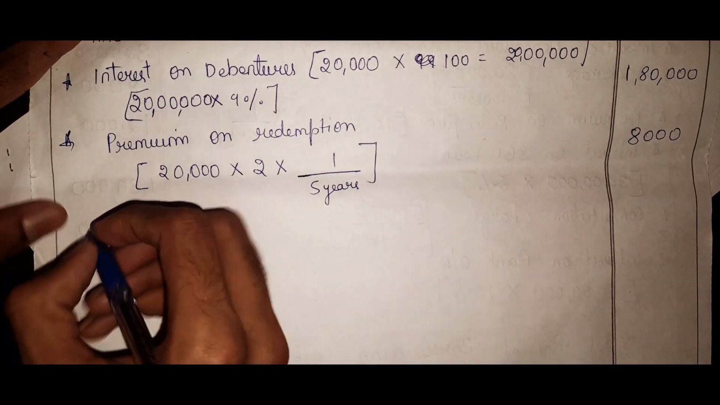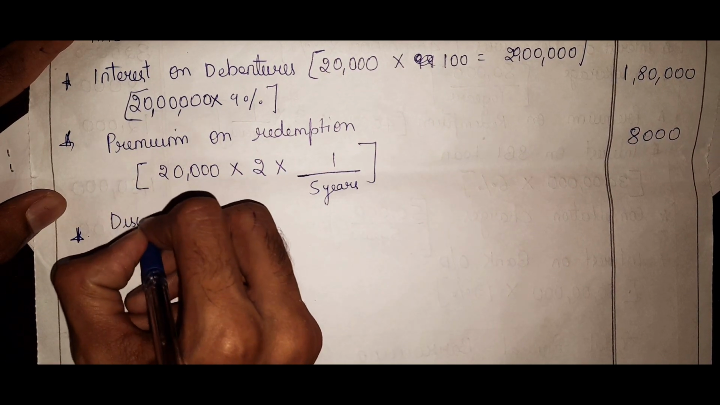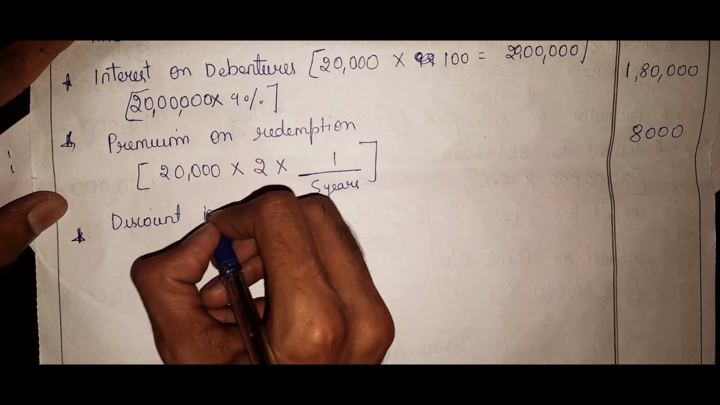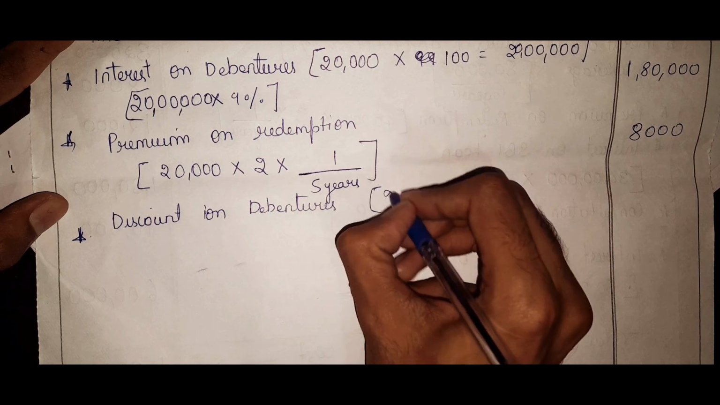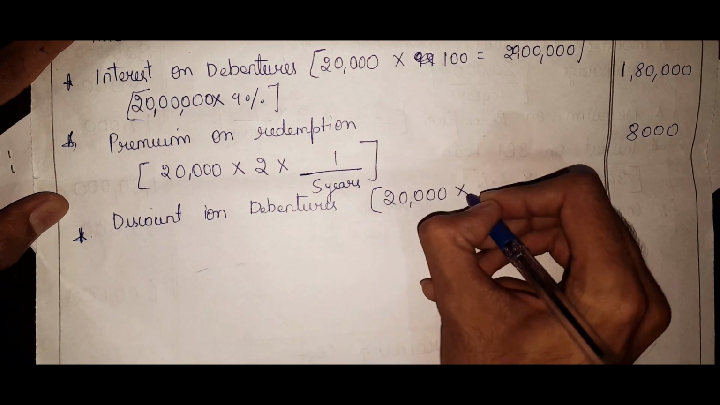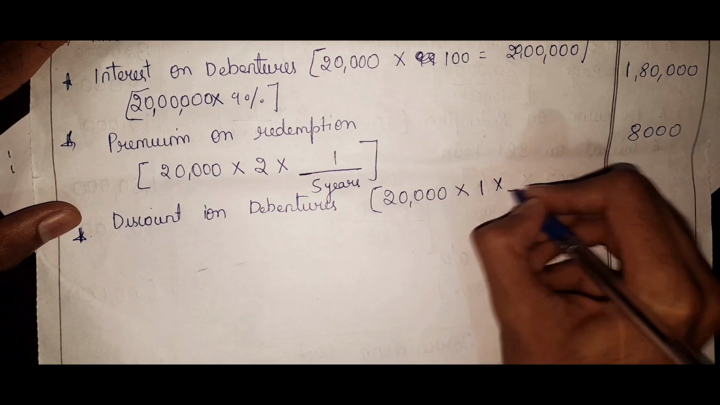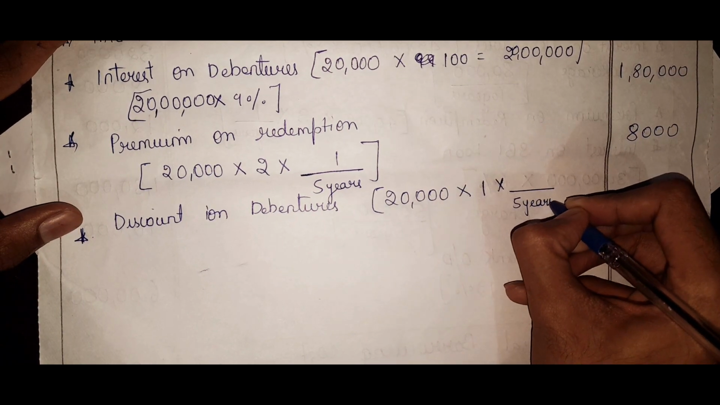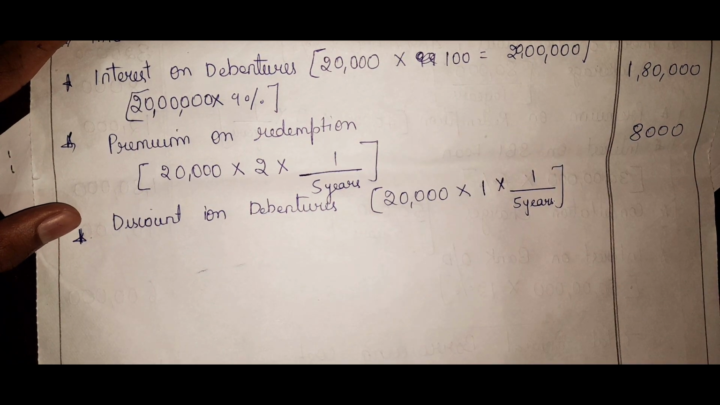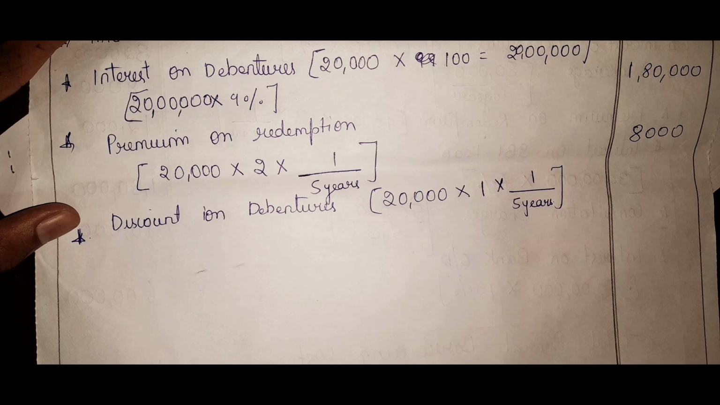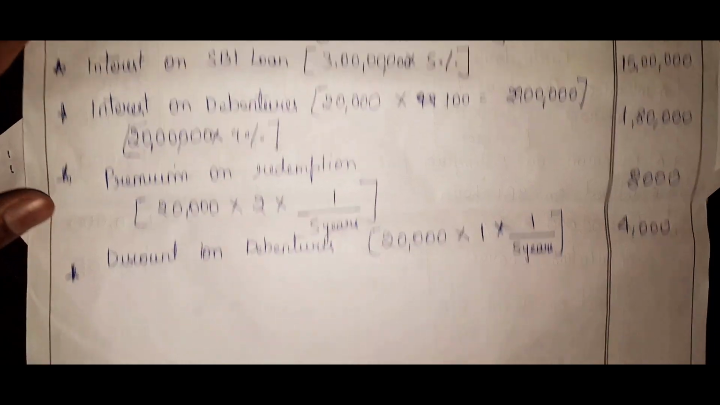So, discount on debentures. Total 20,000 debentures. On each debenture they are giving 1 rupee discount, and this is related to 5 years. We want only for 1 year. So 20,000 into 1 divided by 5, it will be 4,000 rupees.